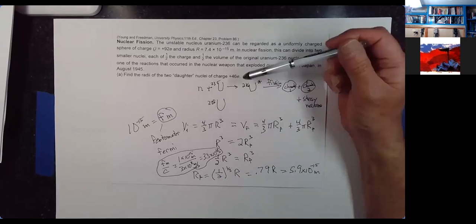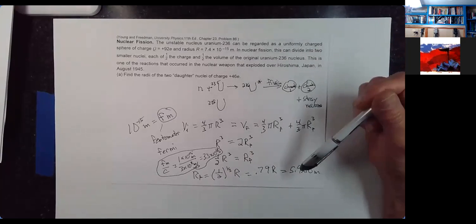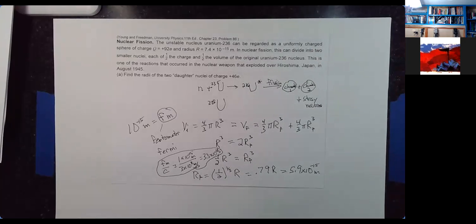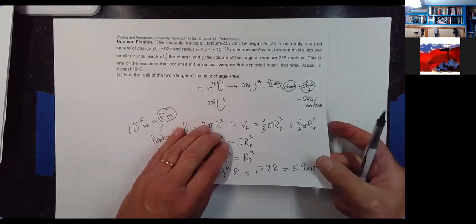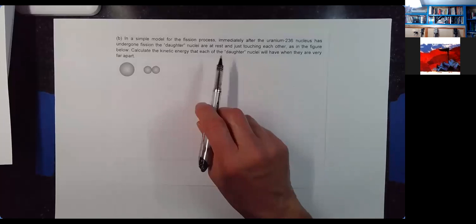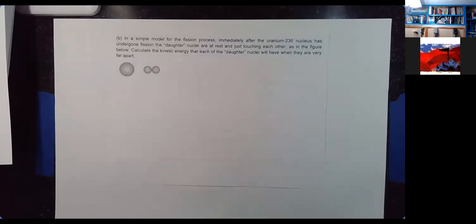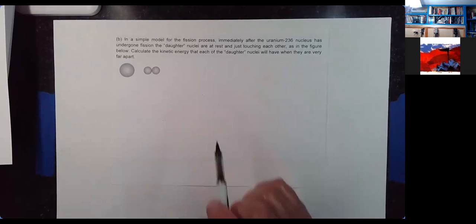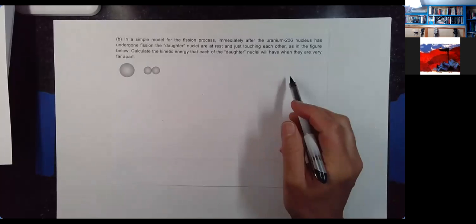But last week we figured out what the radii of those 2 chunks that come out of this sort of imaginary fission are going to be, and now we have that to work with, and we'll see what we're supposed to do for the rest of this problem. In a simple model for the fission process, immediately after the uranium-236 nucleus has undergone fission, the daughter nuclei are at rest and just touching each other. Calculate the kinetic energy that each of the daughter nuclei will have when they are very far apart.